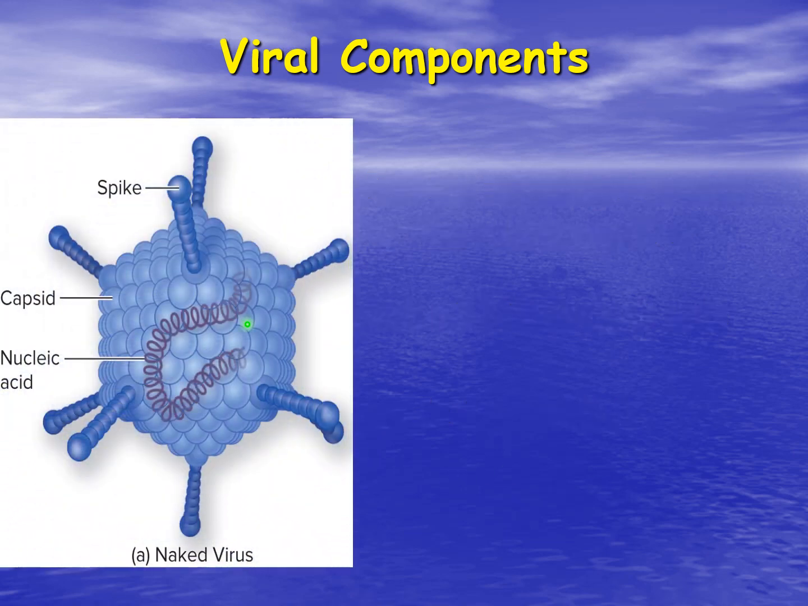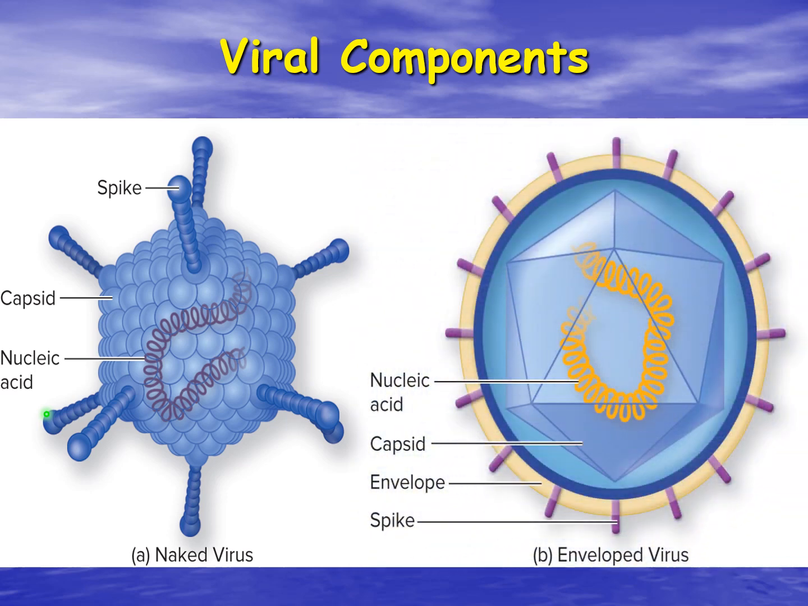So here's actually a non-enveloped virus, and these spikes are simply coming off of the capsid itself. Or again, that enveloped virus where we find those spikes on the envelope.